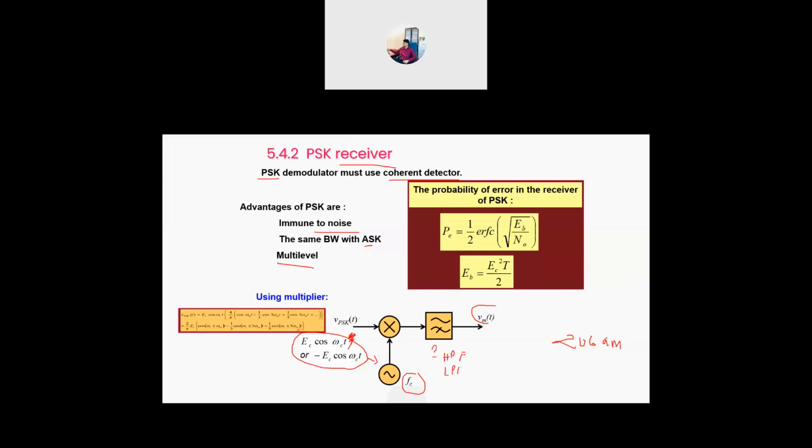Okay, which one? Then here, BPSK, this is the one from the previous class. I took it, and at the receiver it will be mixed with either Ec cos omega_c t or Ec cos omega_c t. Then it goes to this low pass filter or high pass filter. Which one gets you your p(t)?